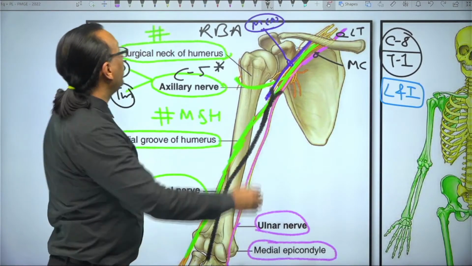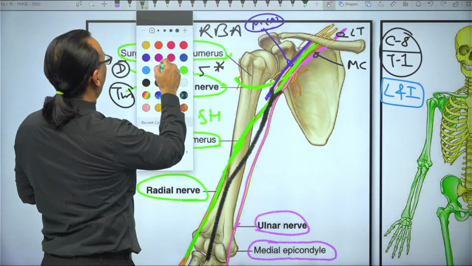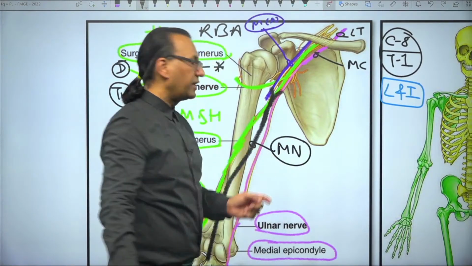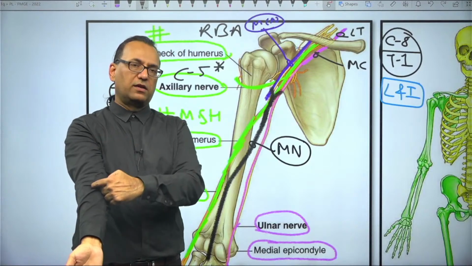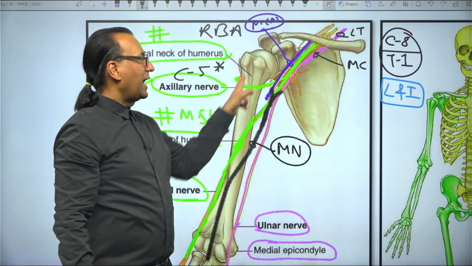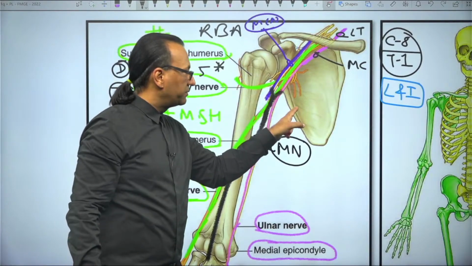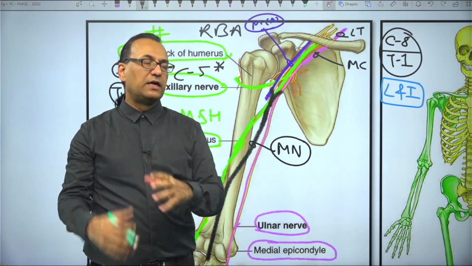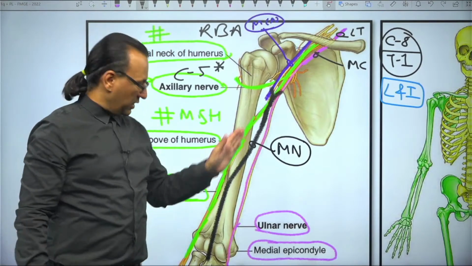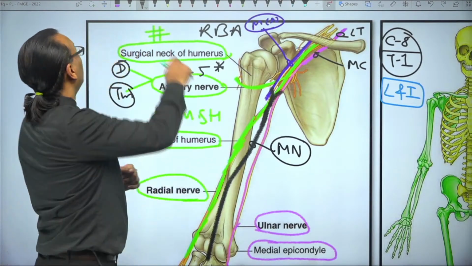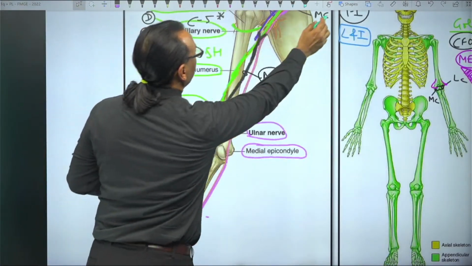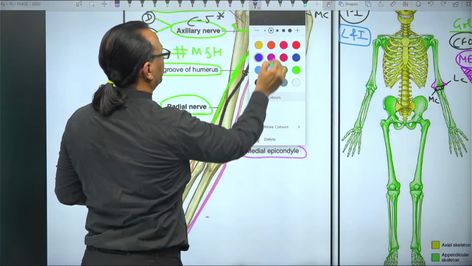So how is the median nerve formed? First of all, it is called the median nerve because it runs in the midline. And how is it contributed? By both the lateral cord and the medial cord of the brachial plexus. Where is it running? In the midline. That is why the name is median nerve. And is it a content of the cubital fossa? Yes, it is.